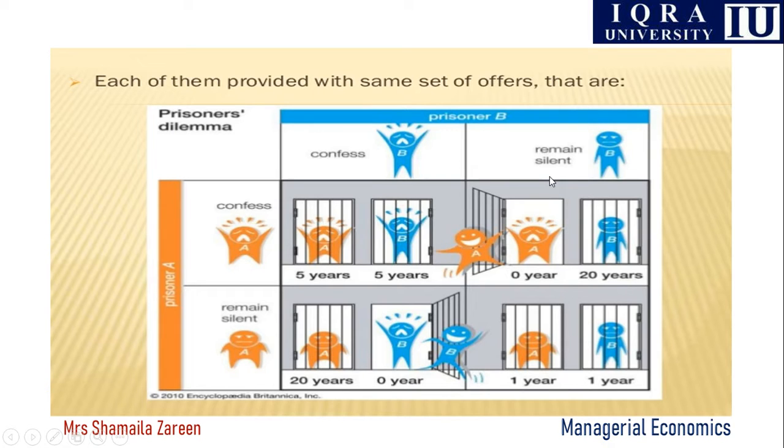If prisoner B remains silent, prisoner A also has two options: confess or remain silent. If he confesses, he gets thrown out from jail, or he gets out of jail, and if he remains silent, he will get 1 year of punishment. So confess is the better option here. It means in both cases, confess is the best option considered.